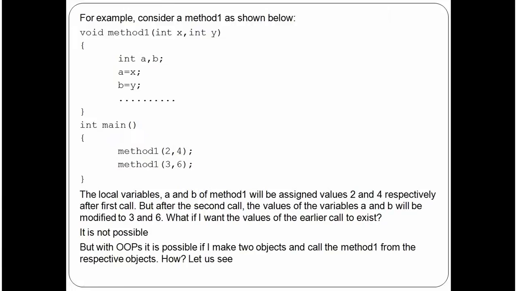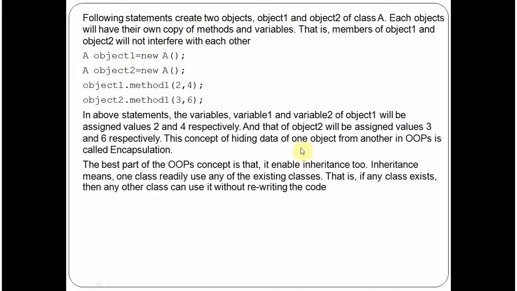In OOPS, this is the benefit. In OOPS, the previous calls will not override the values of the earlier call. When a method is called through an object, the values of that object will persist. Let's see it in a very clear way. You make one object of class A, and you make another object by name, say object 2, of class A. Now the methods and variables of class A will be assigned to object 1. The second copy of methods and variables will be assigned to object 2.